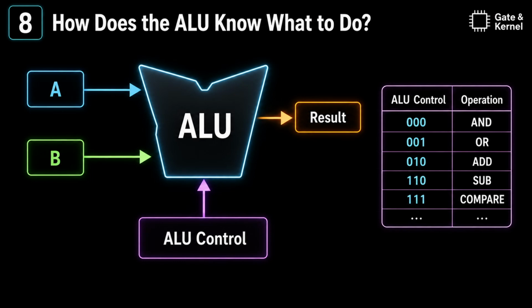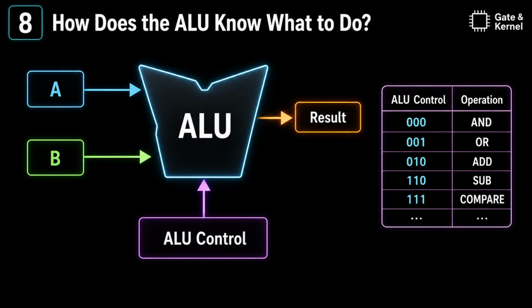If the ALU control selects ADD, the result is 1000. That is 8. If the control selects AND, the result is 0001. If the control selects OR, the result is 0111. If the control selects XOR, the result is 0110. The input data did not change. A is still 5. B is still 3. Only the selected operation changed. And because the operation changed, the result changed.